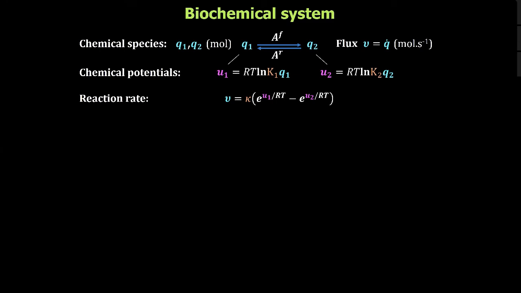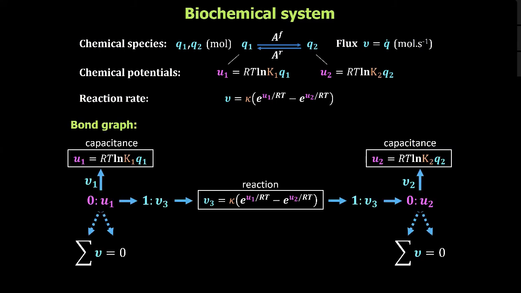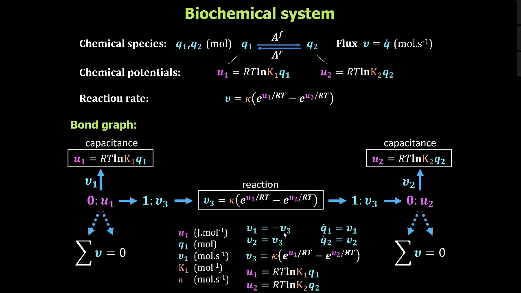And the other interesting thing with a biochemical system is that the dissipative mechanism, which is your reaction here, is what's called a two-port device. So the reaction depends both on the U1 coming in and the U2 on the other side, but not as a difference, not as a potential drop, but explicitly on the two chemical potentials. So that's what the bond graph looks like for this system, with those units, and the equations drop out automatically.